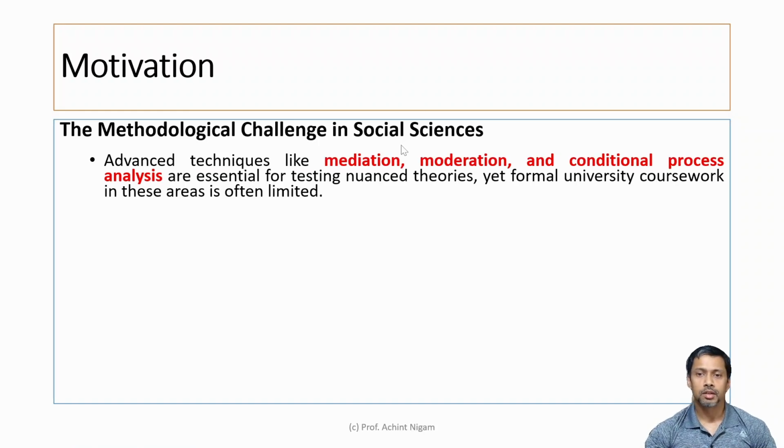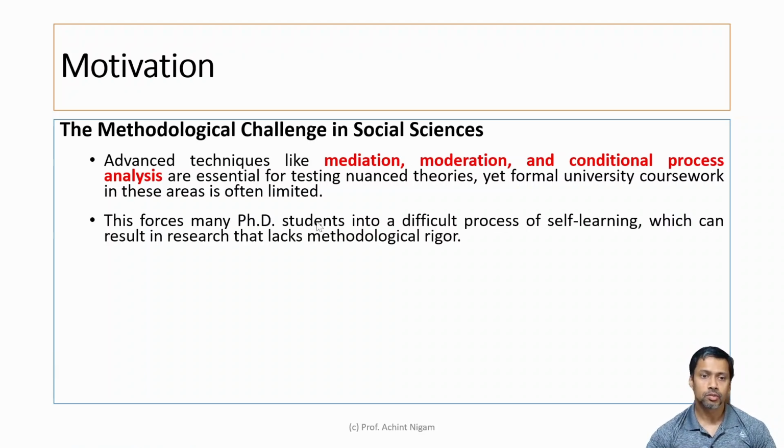Advanced techniques like mediation, moderation, and conditional process analysis are essential for testing nuanced theories, yet formal university coursework in these areas is often limited. Mostly in India, the universities have maybe 6 months or at the max 1 year of coursework, but still it is more or less a self-learning process. So this forces many PhD students into a difficult process of self-learning, which can result in research that lacks methodological rigor.